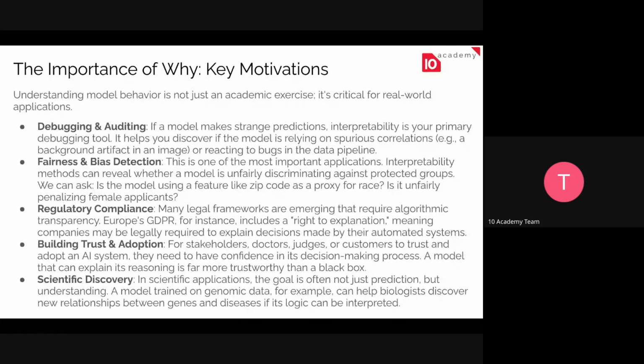And of course, the last one is scientific discovery. Sometimes the goal is not just to predict, but to understand why something is happening. A model trained on, I think, genomic data, for example, can help biologists discover a relationship between genes and diseases. So it's very important to explain and to know why something happened, the reason behind the decisions made, and so on.